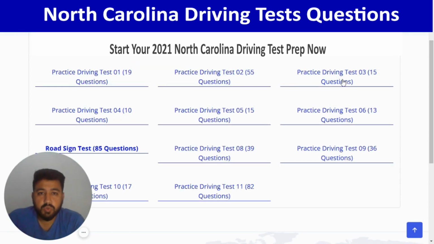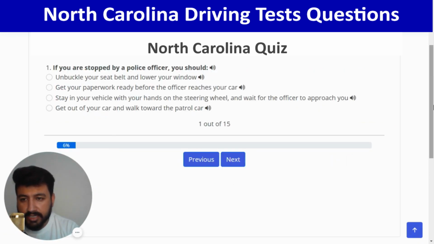We have completed our two quizzes. So now we are going to move to the third one. So let's click on practice driving test number 3, which has 15 questions. Here we go. The first question is if you are stopped by a police officer, you should. The right answer of this question is stay in your vehicle with your hands on the steering wheel and wait for the officer to approach you. So let's click on the third option.